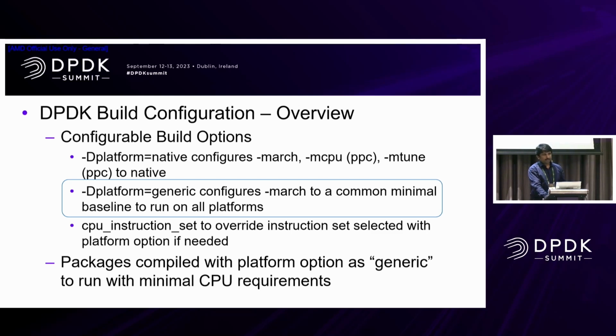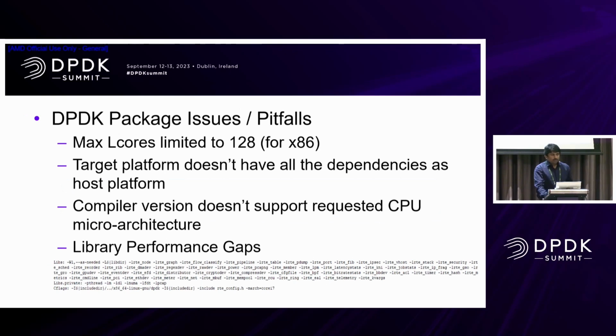DPDK distro packages are currently built with the generic option because the idea here is to make sure that the build does not fail on any of the platforms it runs on. So there is a generic build which is expected to run on all platforms. There is a minimal baseline that is selected for every architecture for building these distro packages. So what we have been seeing with these packaged builds from different customers, right?